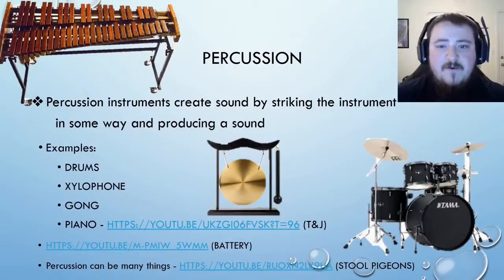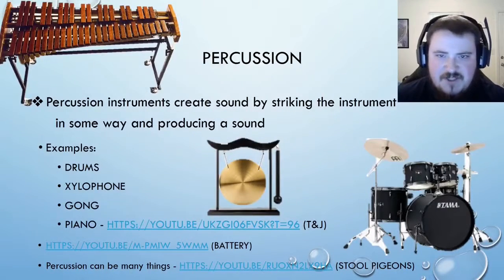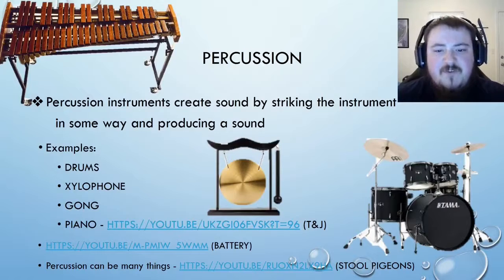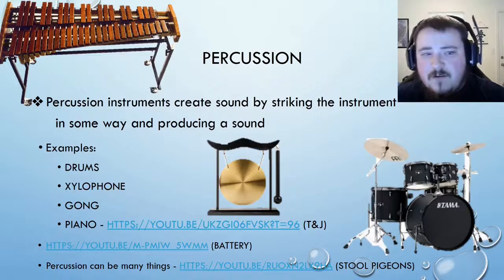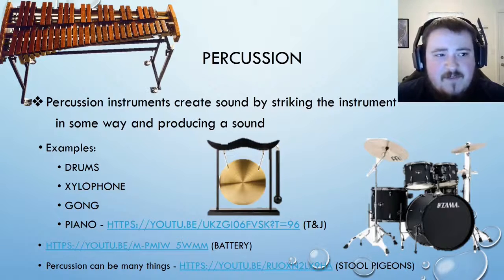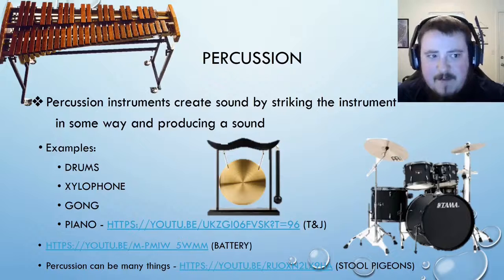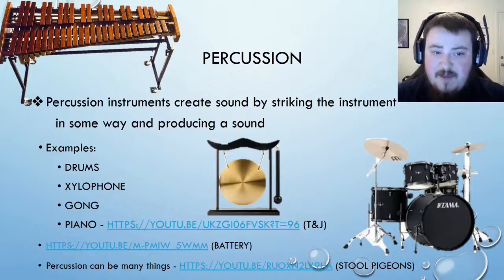Our next category of instrument is percussion. Percussion instruments create sound by somehow striking the instrument in some way and getting a sound out of it. So examples could be drums, xylophone, gongs. That's what this is here. This is a xylophone right here. So each one of those little bars is made out of wood. And when someone hits it with a mallet, it makes a sound, making it a percussion instrument.